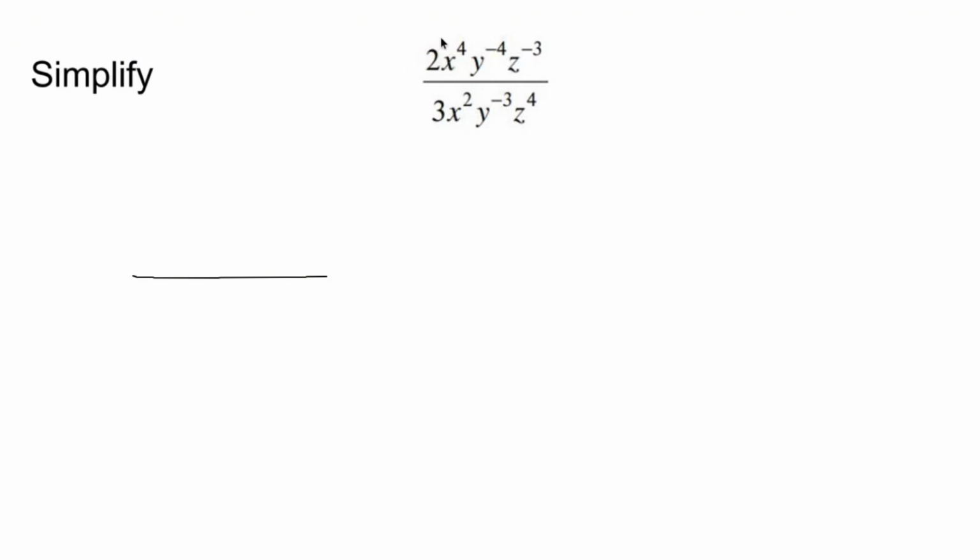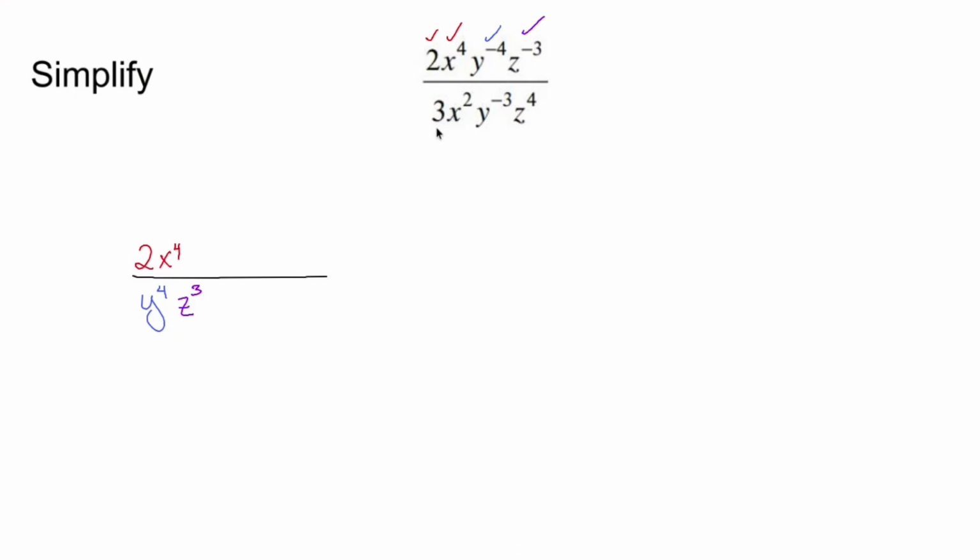Things that have an invisible 1 exponent or a positive exponent stay. Things that have a negative exponent move to the other side of the fraction bar and become positive. So 2 stays. X to the fourth stays. Those are both positive exponents. Okay? Y to the negative fourth is going to move to the denominator and become y to the positive fourth. Z to the negative third is going to move to the denominator and become z to the positive third. Our numerator is completely done.